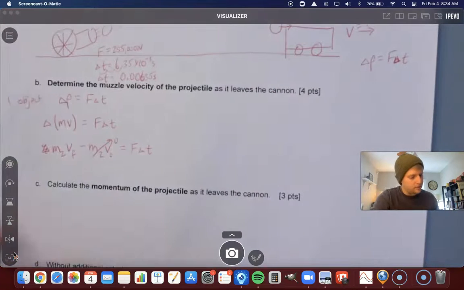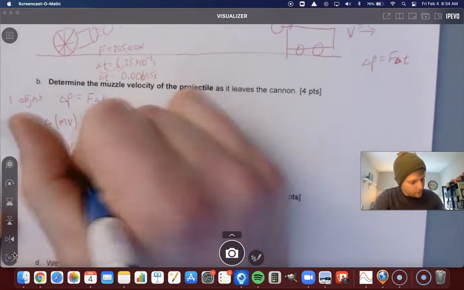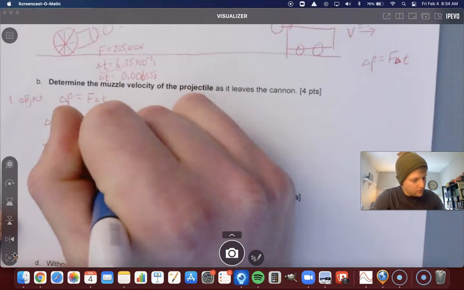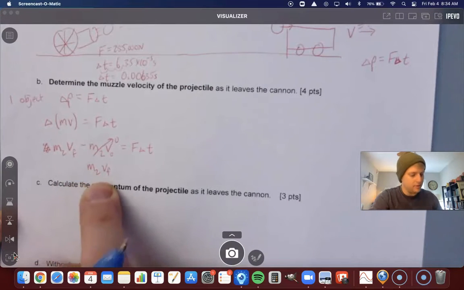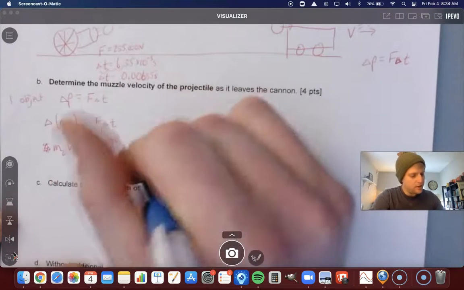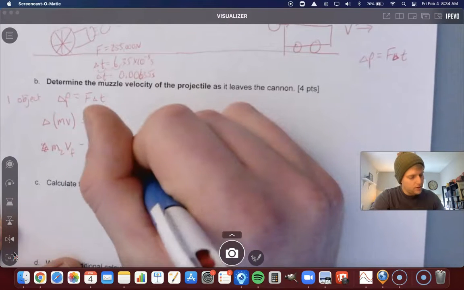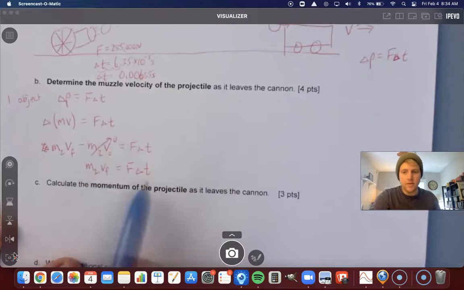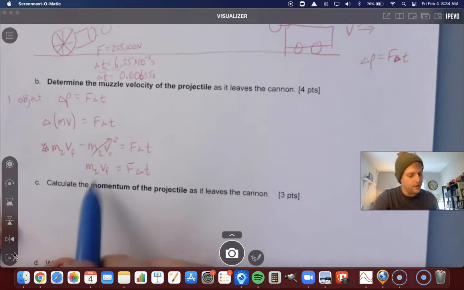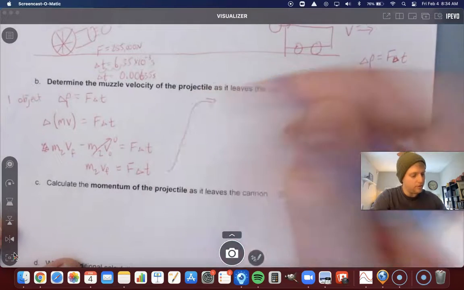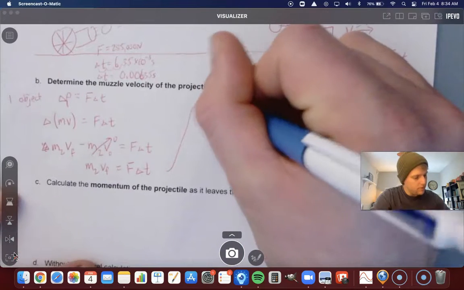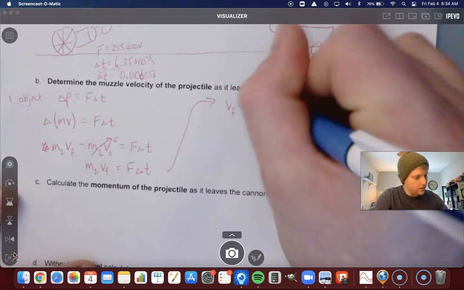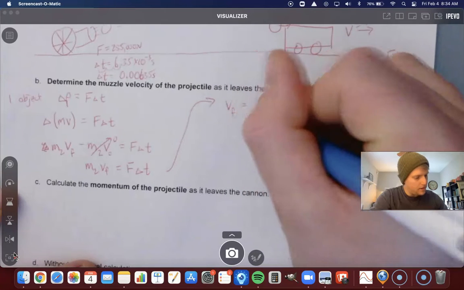Now if we look at this, I'll just rewrite this: m2 v2 final, so that's the mass of the cannonball times its final velocity, which we do not yet know, equals the force times delta T. So actually we know everything in this equation except for that final velocity. We'll solve for final velocity. I'll just divide both sides by m2. So v final is F delta T over m2.